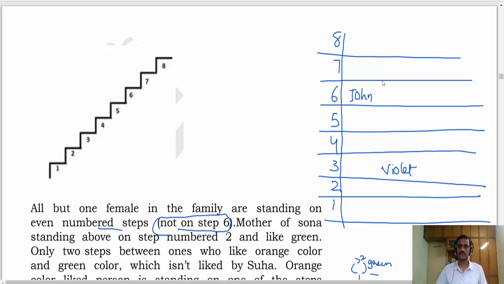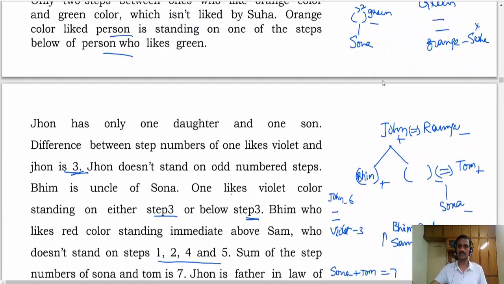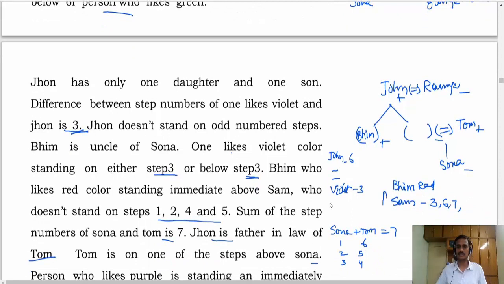John is here. John 6 అయిపోయింది కాబట్టి ఇక్కడ మనకి Tom 6 అయ్యే ఛాన్స్ లేదు. Tom 6 అయ్యే ఛాన్స్ లేదు కాబట్టి 1 and this one is ruled out. Now ఇప్పుడు 2, 5, 3, 4 mean. And 2, 5, 3, 4 and Sam.